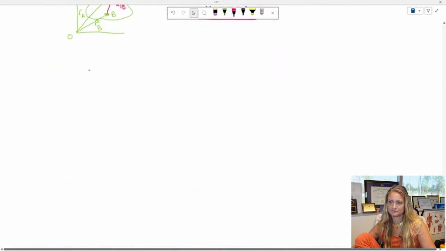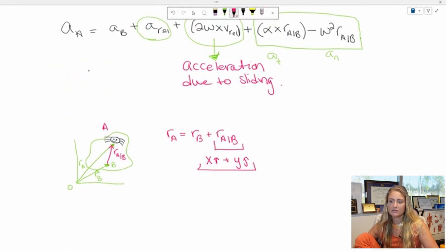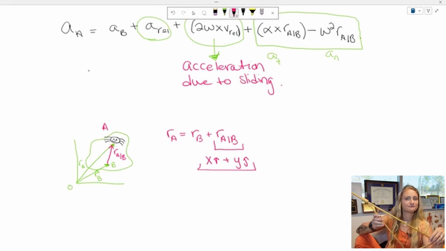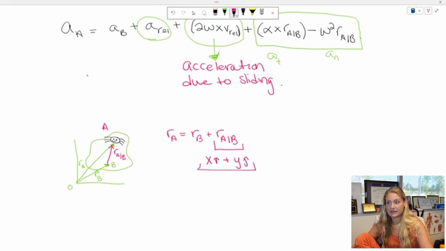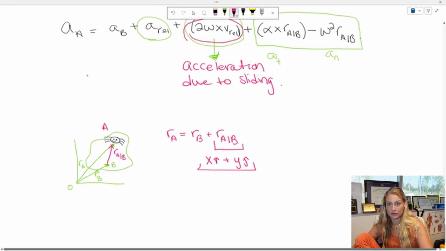Here's the difference though. Look at your schematic. My spider can move any way it wants. The collar can't. It's constrained. So what does this bring about? Well, if it's not constrained, then you can say that this term is Coriolis.